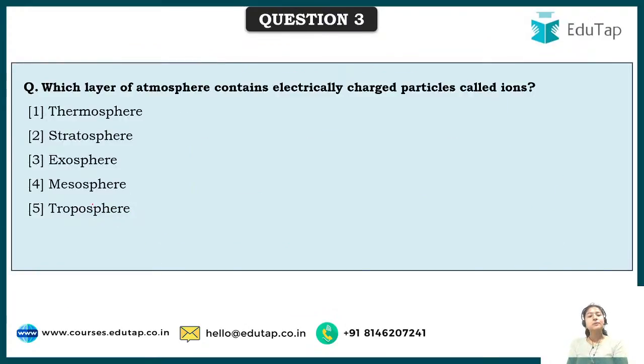Now come to question number 3, which says: which layer of the atmosphere contains electrically charged particles called ions? Our atmosphere is divided into 5 layers. Every layer has its own significance and performs a particular task. You have to guess which of the options contains electrically charged particles called ions. And the correct answer is the thermosphere.